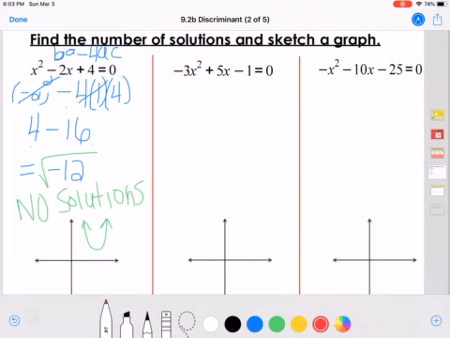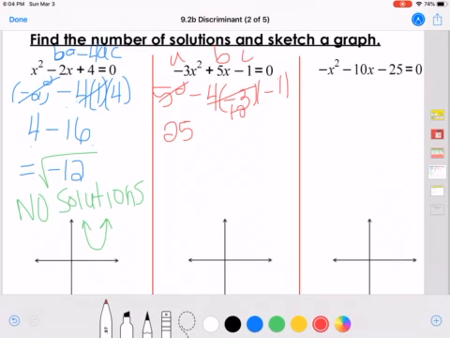Well, we have an a value of negative 3, a b value of positive 5, a c value of negative 1. So we'll have 5 squared minus 4 times our a value of negative 3 times our c value of negative 1. Well, 5 squared is just 25. Negative 4 times negative 3 is positive 12. Positive 12 times negative 1 is negative 12. 25 minus 12 would be 13.